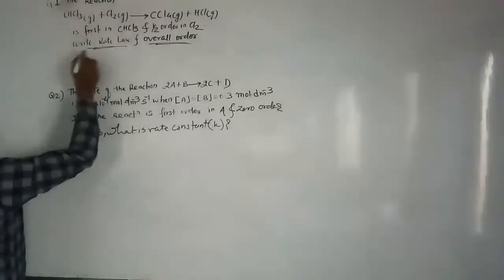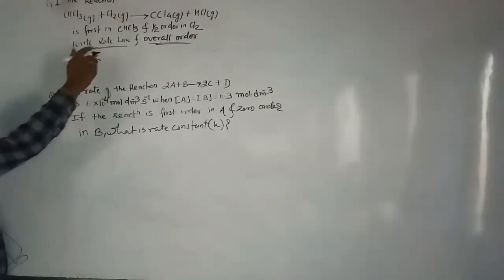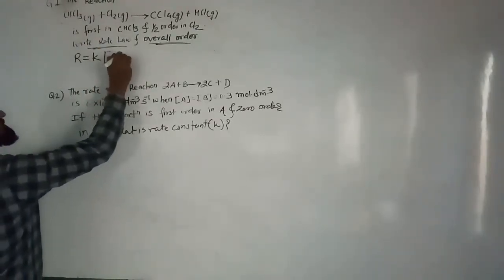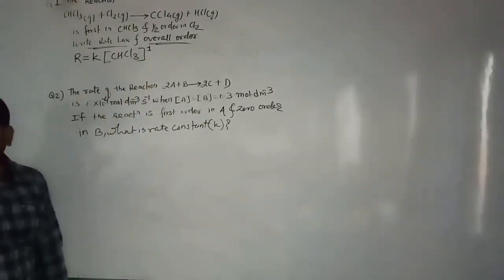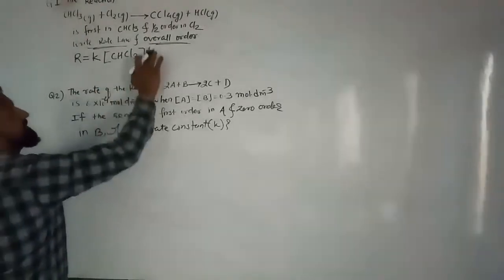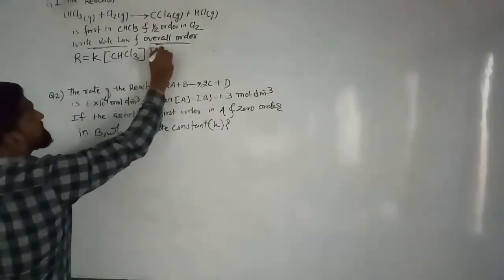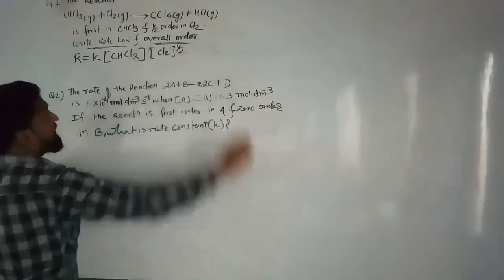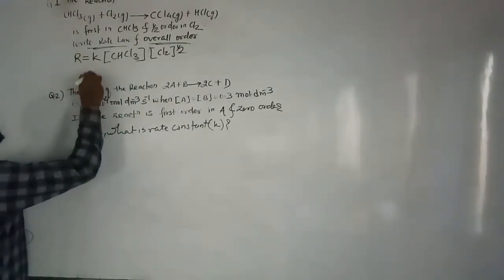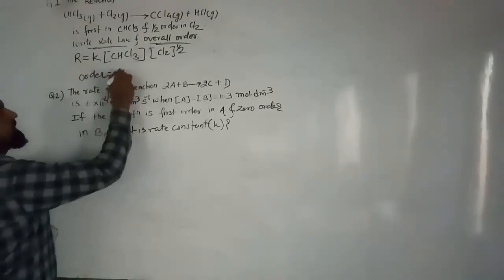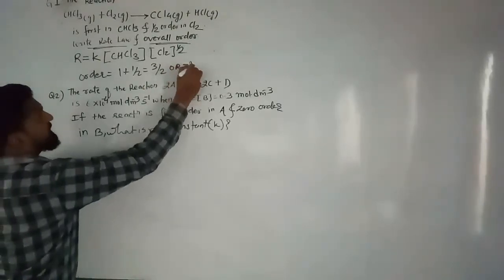So see here, first order in chloroform, so first, this is the common portion, R = k. Now here you have to write [CHCl3] first order. Don't write the word first like this, it means the power is 1. And half order in Cl2, therefore the rate law will be R = k[CHCl3][Cl2]^(1/2). Understood? Now what is the order of the reaction? Very simple. Order of the reaction will be equal to 1 plus half, which is 3/2, or you can say simply 1.5.